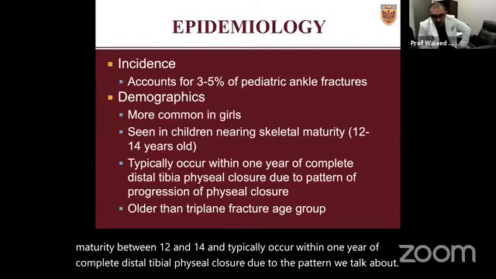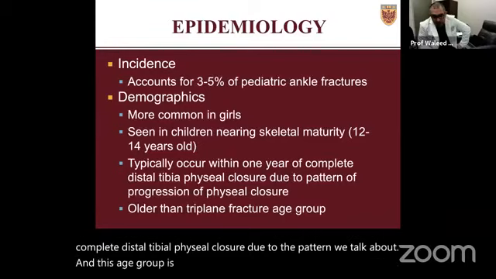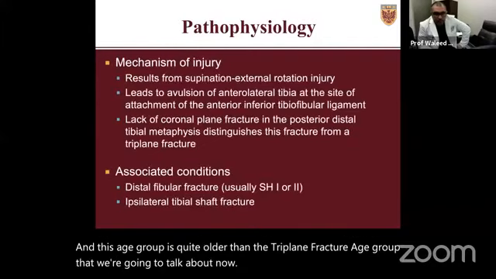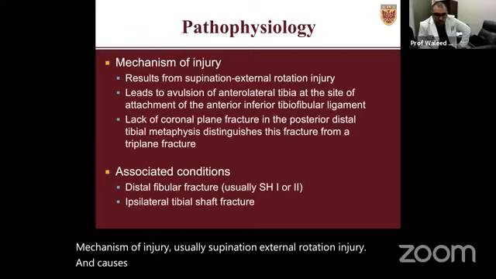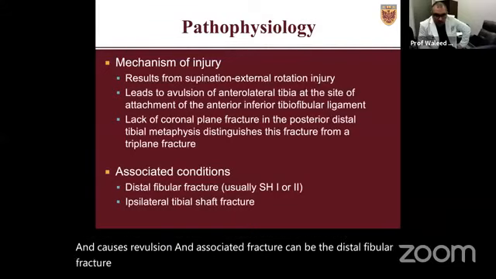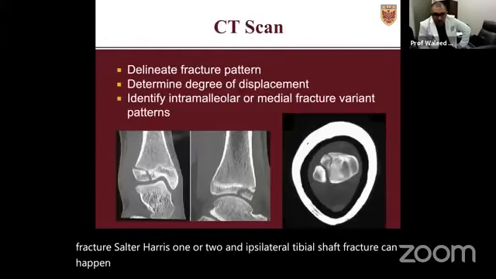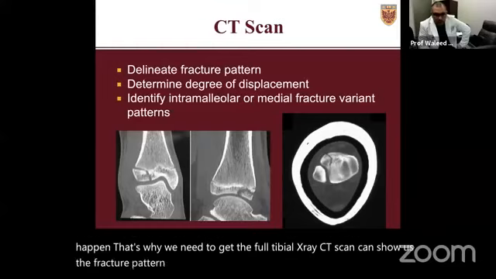This age group is quite older than the triplane fracture age group that we're going to talk about now. Mechanism of injury is usually a supination external rotation injury, and causes avulsion. Associated fractures can be a distal fibular fracture, Salter-Harris 1 or 2, and an ipsilateral tibial shaft fracture can happen. That's why we need to get a full tibial X-ray. CT scan can show us the fracture pattern and also rule out any associated malleolar fracture.